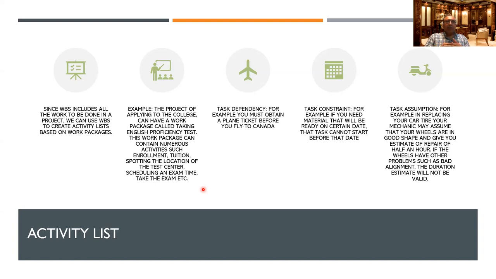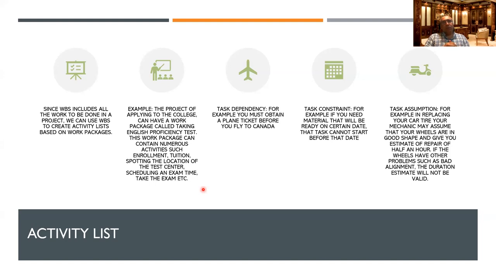Task constraints. If you need material on a certain date, if you are going to install the machine and for the installation you need certain equipment or material, otherwise you cannot install the machine. So task constraint means you must have something available in order for that task to be done. So that is a task constraint.